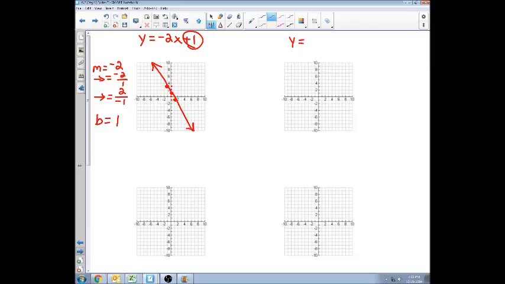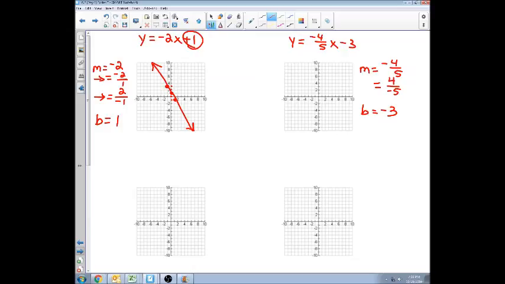The next problem is going to be y equals negative 4 over 5x minus 3. My slope then would be negative 4 over 5. I want to write another slope, okay? So it's going to be positive 4 over negative 5. My y-intercept would be negative 3.